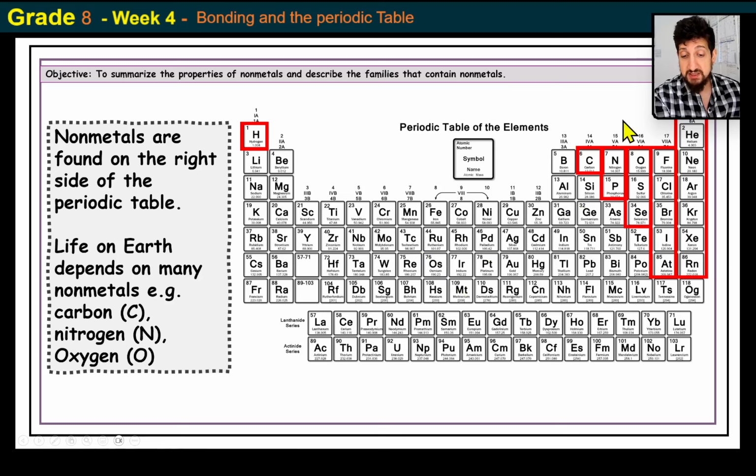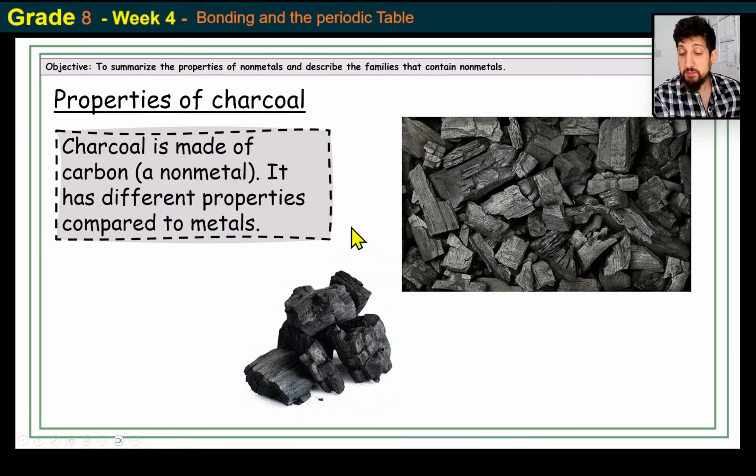So as we said, this is where the nonmetals are compared to where the metals are over here. Properties of charcoal. So charcoal is an example of a nonmetal. It's carbon. Charcoal is, as we said, brittle. It is not malleable. It doesn't conduct electricity and heat very well. Now some of you might be thinking, well, hang on, charcoal, we use that for burning. We do. It burns, but it does not itself conduct heat.